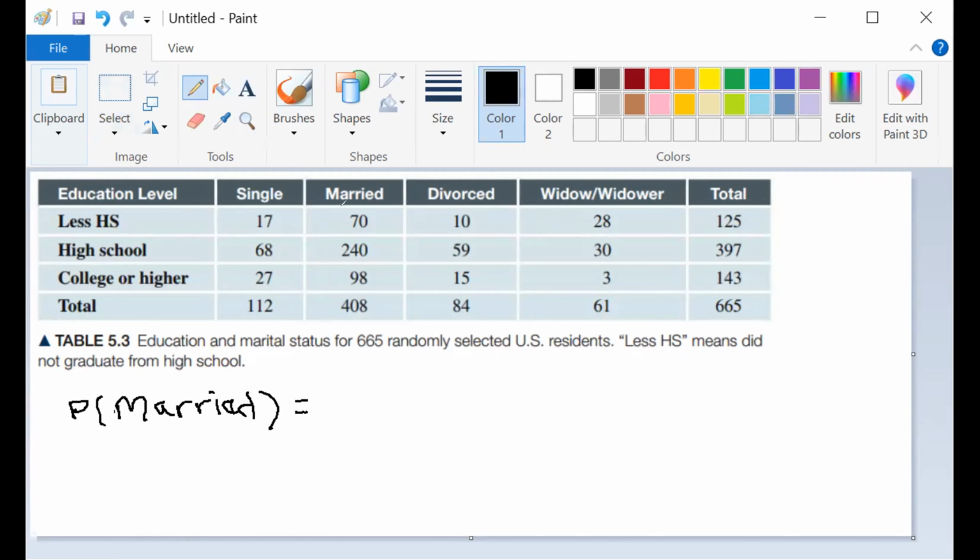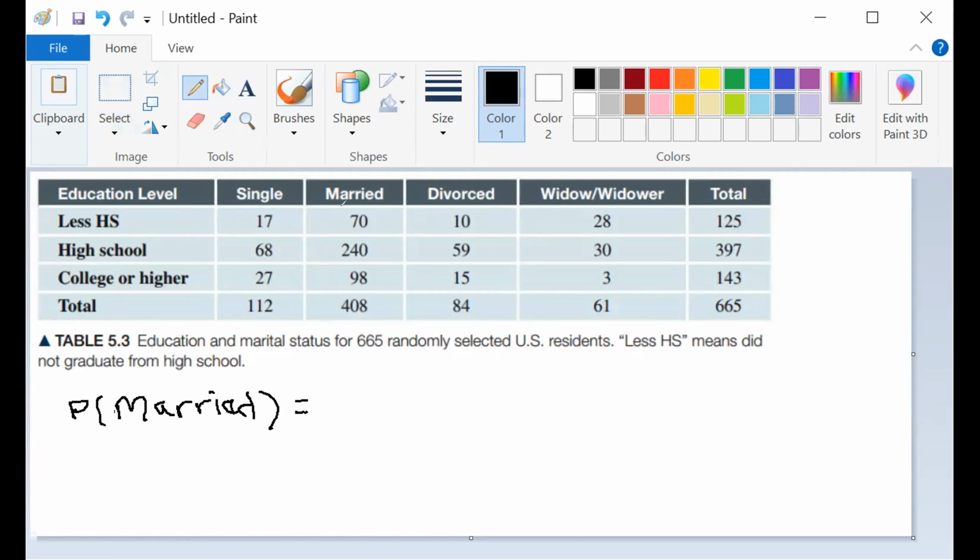We could do another one: the probability that someone has college education or higher. So how many people are of college education or higher? Let me fix that P, it's bugging me. So we've got 27, 98, 15, 3. We have 143 total that are college educated, out of how many are in the space? 665.